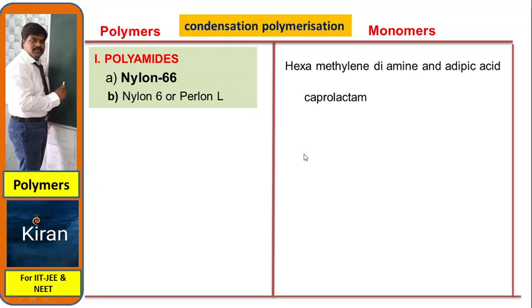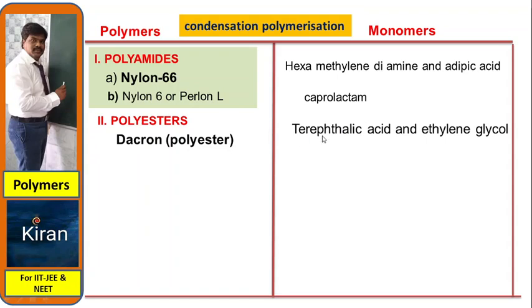Next one, nylon 6. Which is the monomer for this? Caprolactam. Caprolactam is the monomer of nylon 6. Polyesters are also examples for condensation polymers. Under polyesters, the example is Dacron. The monomers are terephthalic acid and ethylene glycol.